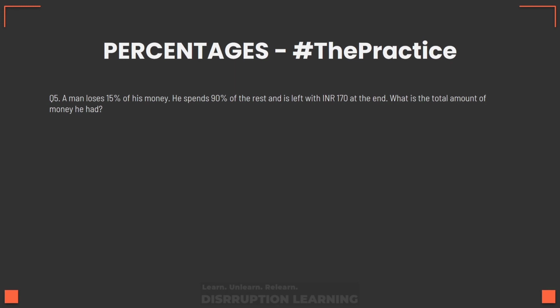A man loses 15% of his money. He spends 90% of the rest and is left with 170 at the end. Okay, what is the total amount of money he had? Now again, just like every question, I am going to assume that the total amount that the person had is 100x. Now he loses 15% of it, which is 15x, right? So now he has 85x.